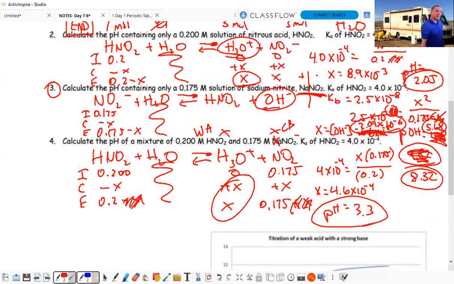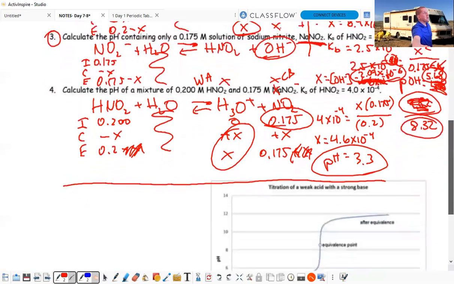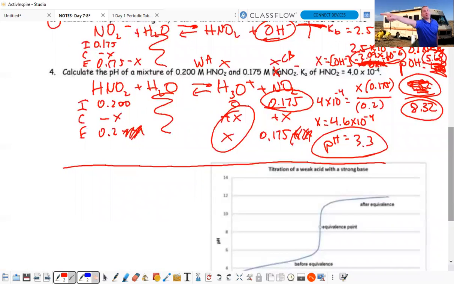All right, so 3.3. So that's solving it by what's called the common ion effect method, where we're adding this in the beginning, where we don't have two zeros. We still are going to proceed from left to right, though, because we don't have any of this yet.